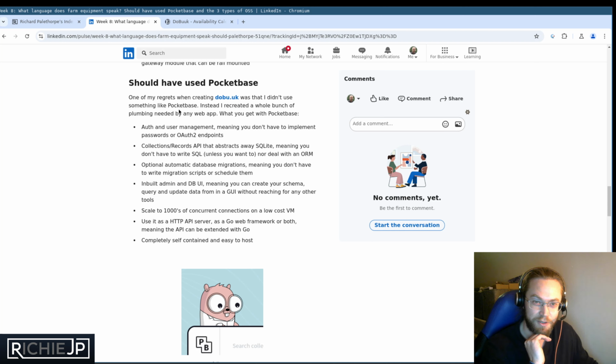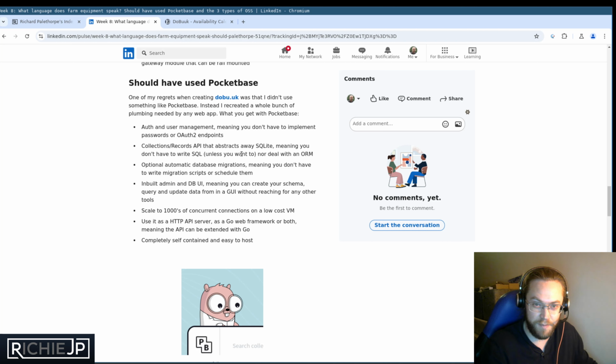Should have used Pocketbase. One of my regrets when creating Dubuck was that I didn't use something like Pocketbase. Instead, I recreated a whole bunch of plumbing needed by any web app. What you get with Pocketbase: built-in user management, meaning you don't have to implement passwords or OAuth2 endpoints, session tokens and all of this stuff. You still have to make a UI for it if that's needed, but you don't have to do all the back-end plumbing.